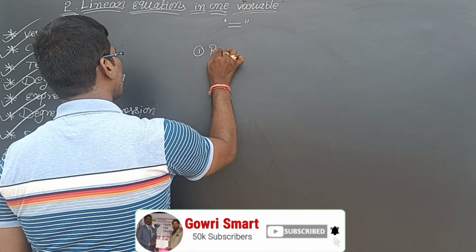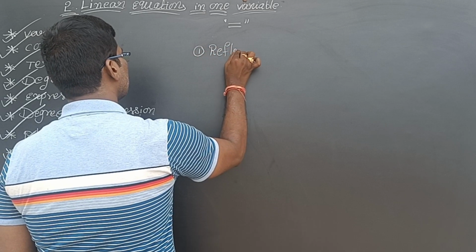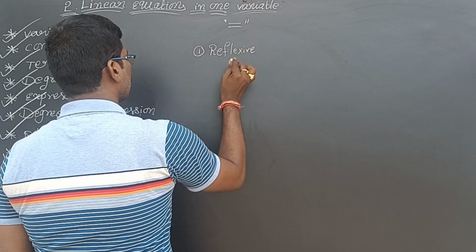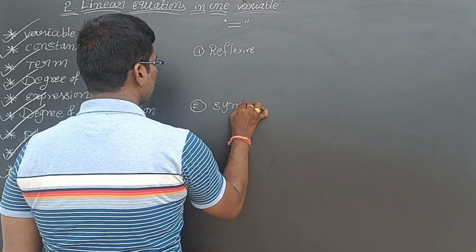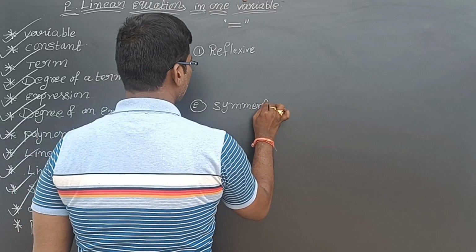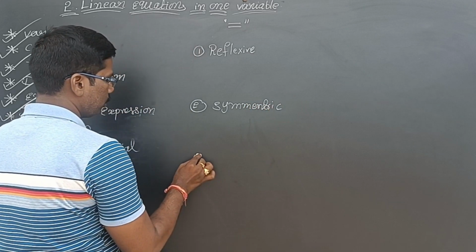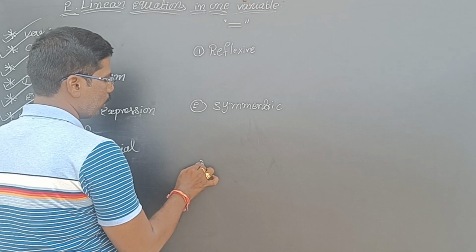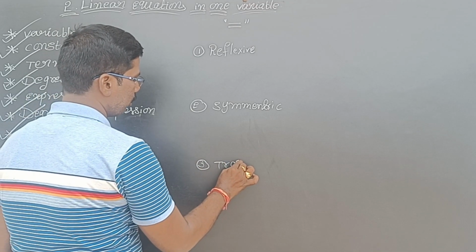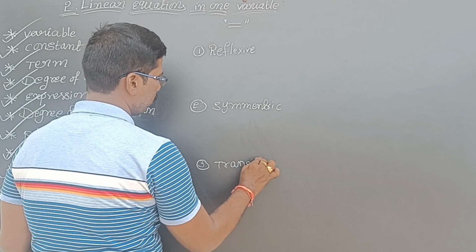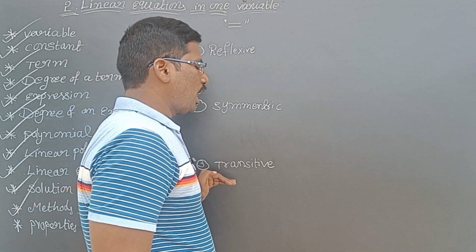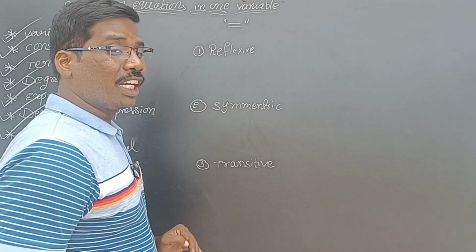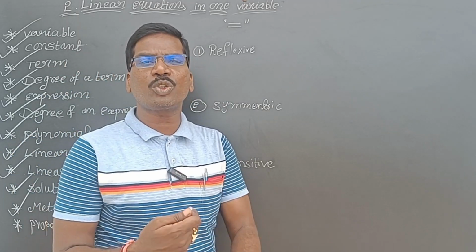Those are the reflexive property, symmetric property, and the third one is the transitive property. So what is the reflexive property? Reflex means it should reflect to itself.